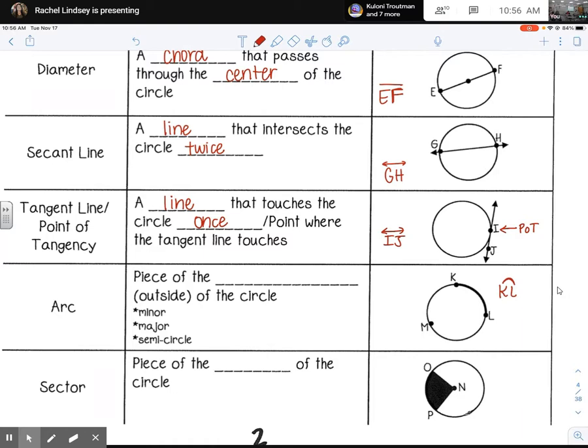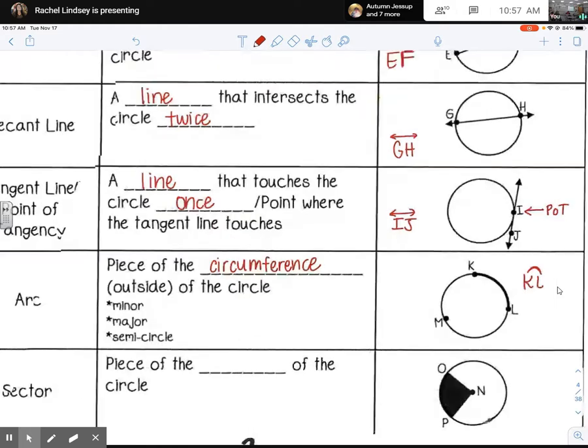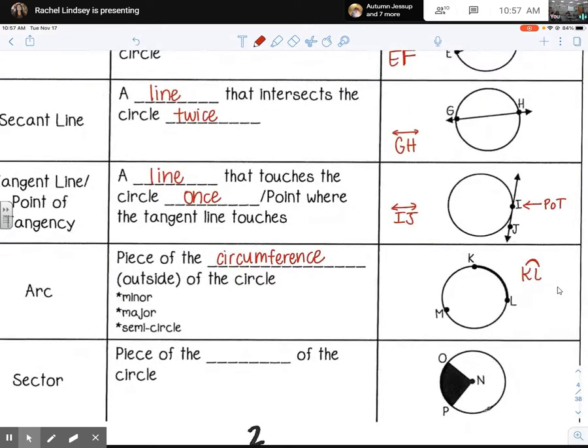Okay, so now we have an arc. An arc is a piece of the circumference of a circle. Just remember the circumference is the outside of the circle, the distance around the outside. So there are three different types of arcs you can have: a minor arc, a major arc, or a semicircle. There are different ways to name these.